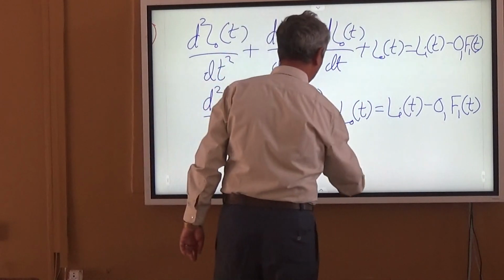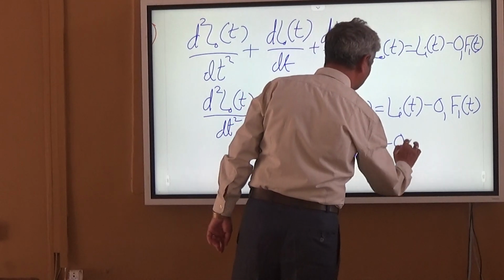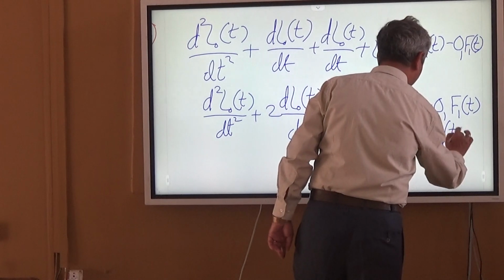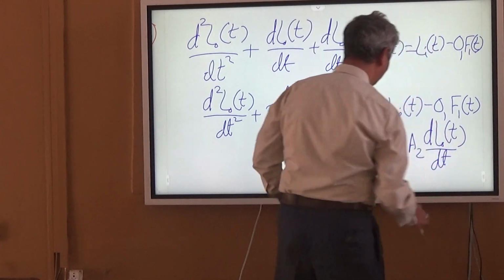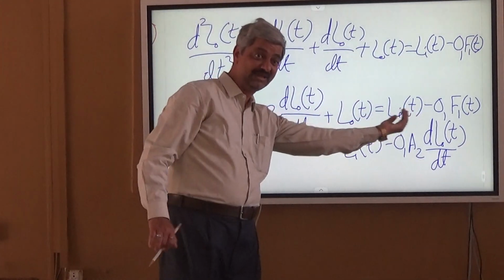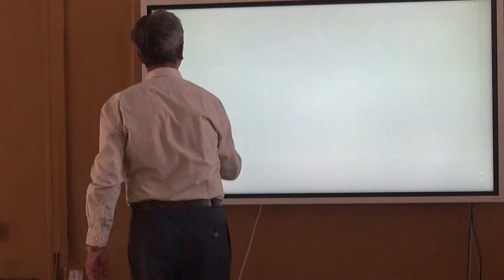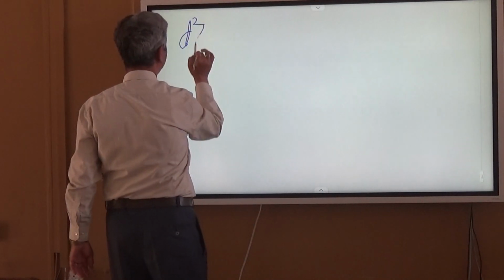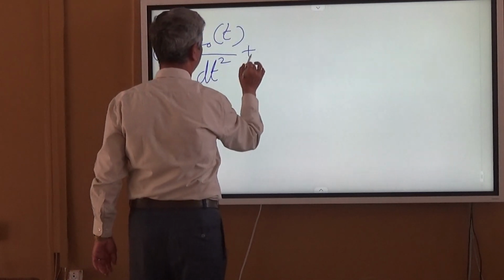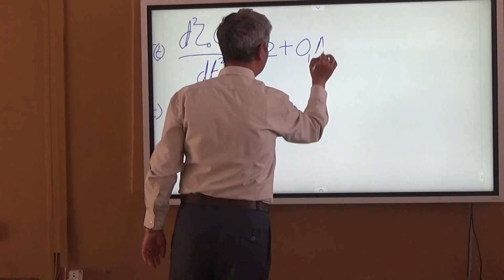So that is equal to LinT minus O1 A2 dLOT by dt. And that is brought here, right? That is brought on the left hand side. So when you bring it on the left hand side, d2LOT upon dt square plus 2 plus O1 A2.